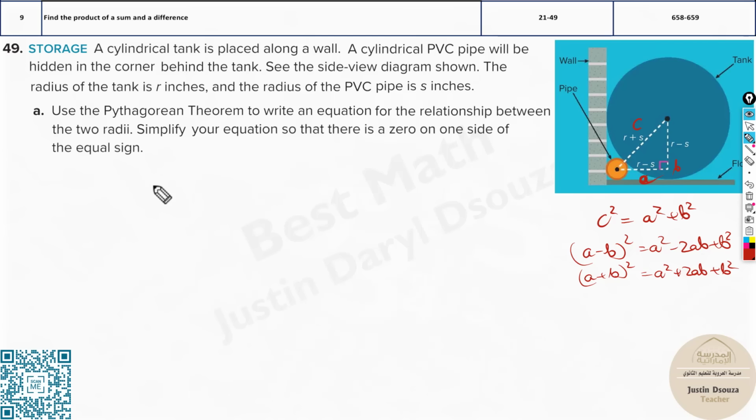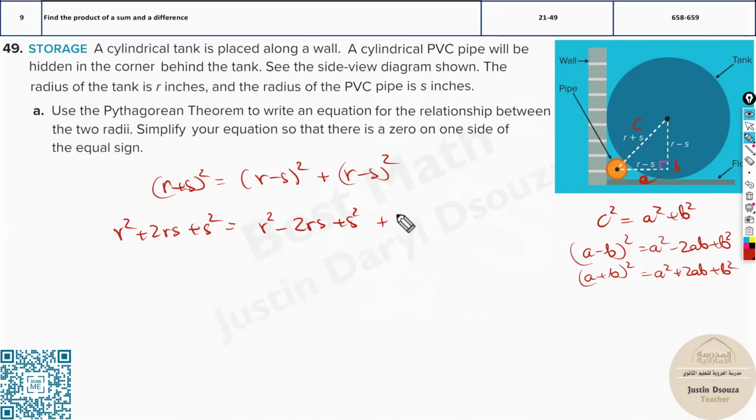So from Pythagoras theorem, I can write r plus s the whole squared will be equal to r minus s the whole squared plus r minus s the whole squared. So basically I have to apply the identity over here. That's it. It's r squared plus 2 times rs plus s squared. That will be equal to r squared minus 2 times rs plus s squared, plus again r squared minus 2 times rs plus s squared. This is the same identity.